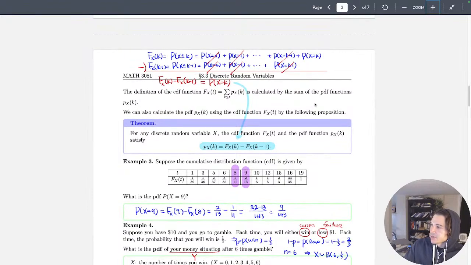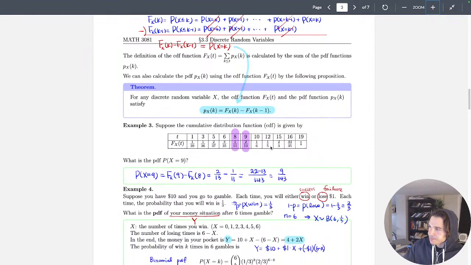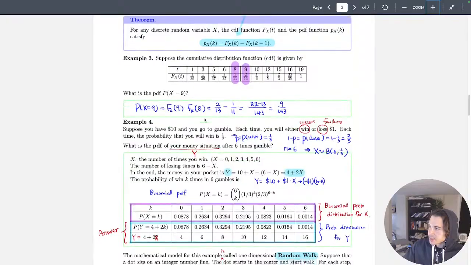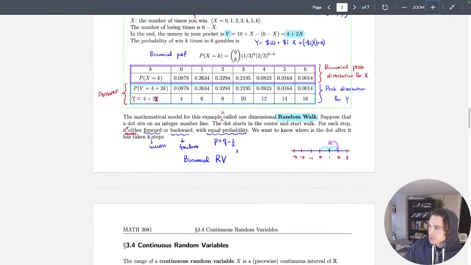The definition of the CDF is calculated by the sum of the PDF values. We can also calculate the PDF using the CDF by the following proposition. For any discrete random variable X, the CDF F_X(t) and the PDF P_X(k) satisfy P_X(k) equals F_X(k) minus F_X(k minus 1). Makes sense. Speed run.